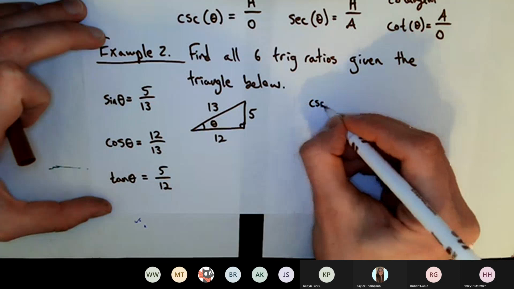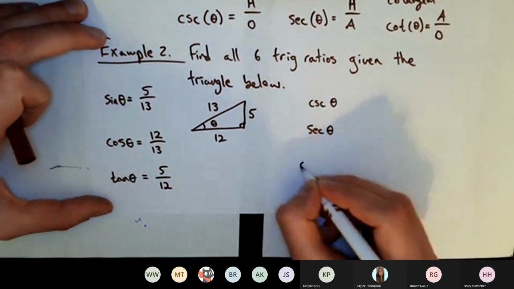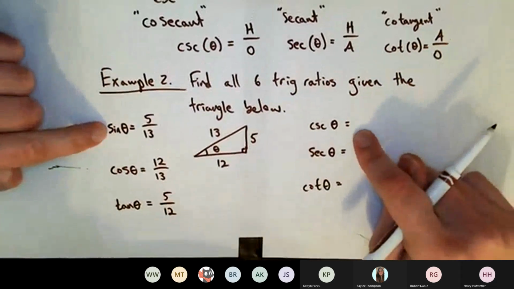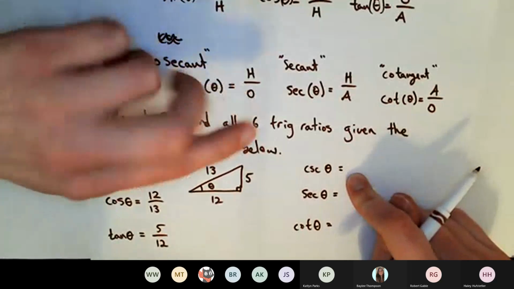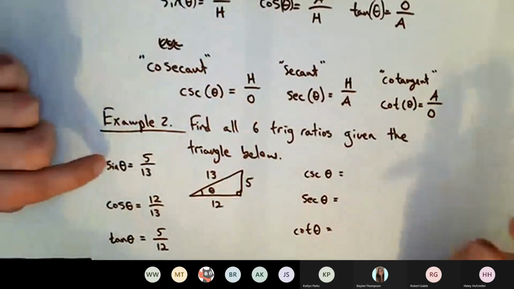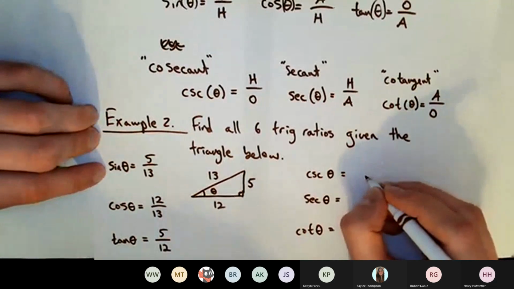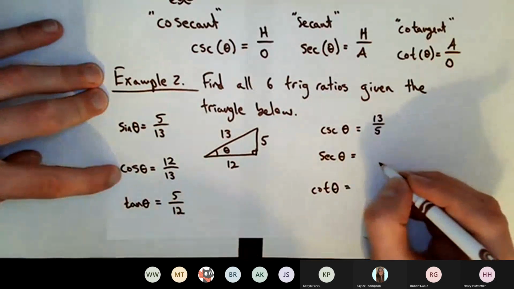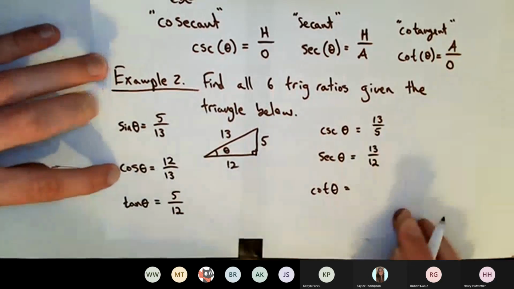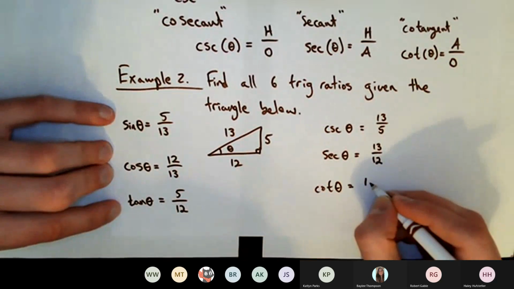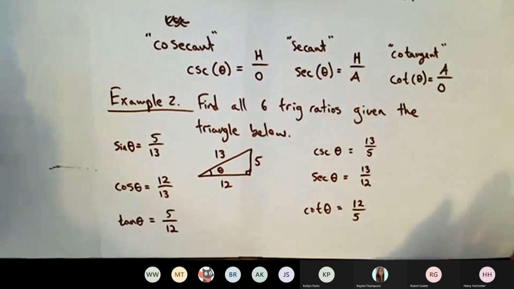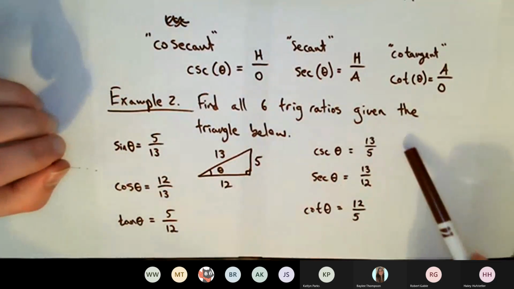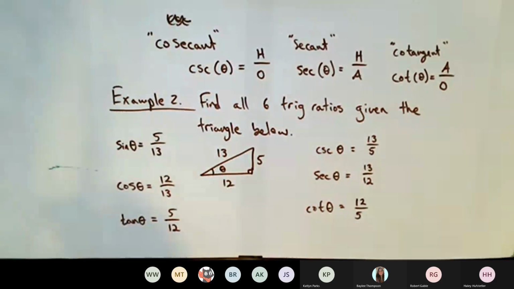Now, cosecant of theta, secant of theta, and cotangent of theta should be pretty straightforward once you have the first three. Remember that sine of theta and cosecant of theta are reciprocals of one another. One is just flipped upside down. So literally, sine of theta being 5 over 13 means cosecant of theta is 13 over 5. Cosine of theta being 12 over 13 tells me that secant of theta will be 13 over 12. And tangent of theta being 5 over 12 tells me that cotangent should be 12 over 5. So that's why I said earlier, if you understand these first three trig functions, then the other ones are just a consequence of this. This is one example of that.